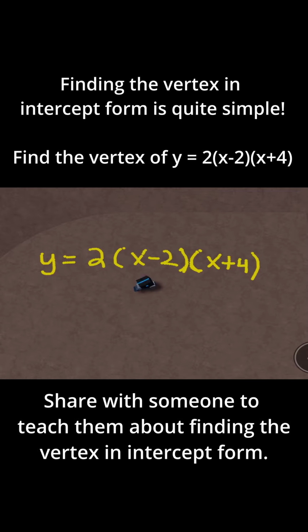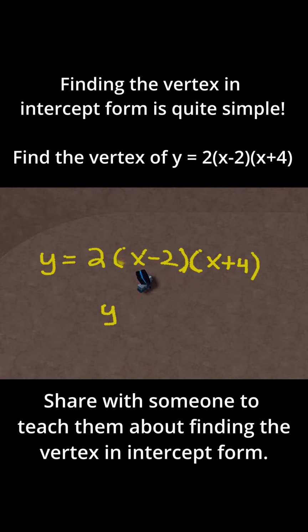Here we need to find the vertex of the equation y equals 2 times (x minus 2) times (x plus 4). To do this, we need to recognize that this equation is in intercept form. You know it's in intercept form because it has been factored into two binomials. And let me just quickly review what intercept form is and why it's important.